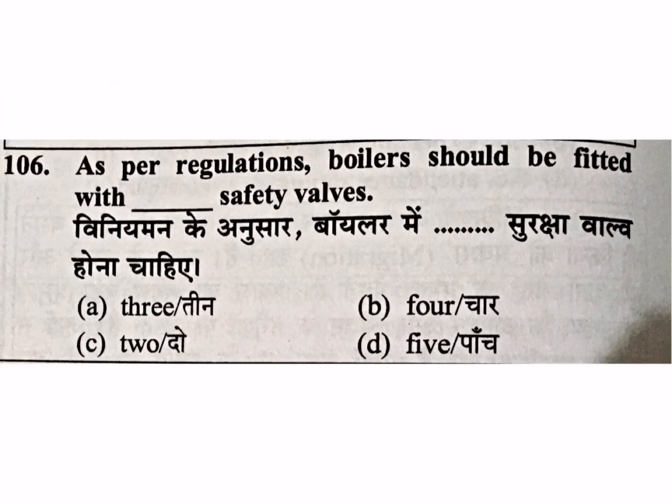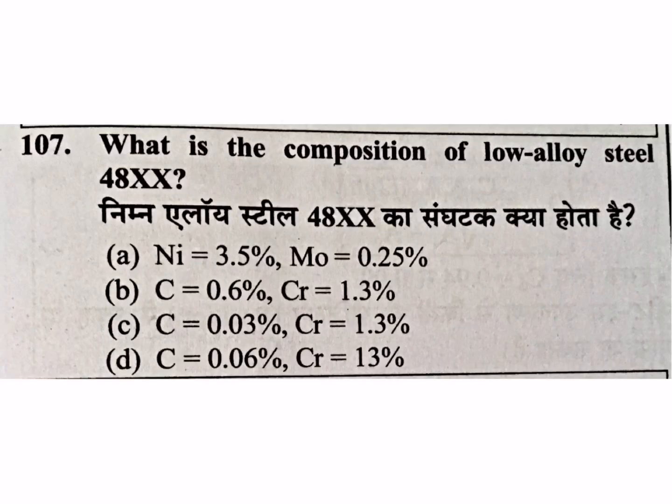Next question. As per regulation, boiler should be fitted with dash number of safety valves. It should be fitted with minimum 2 number of safety valves. So C is your correct answer.